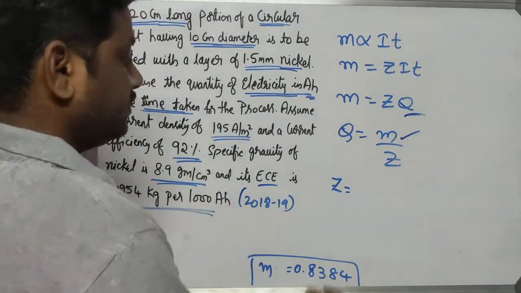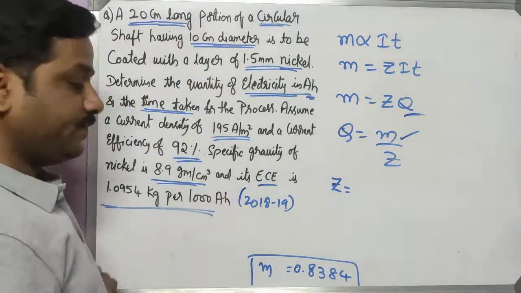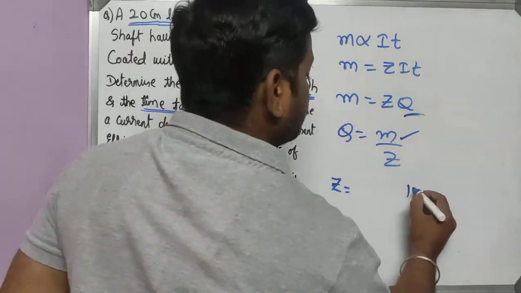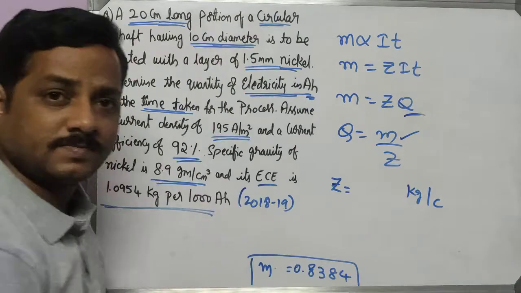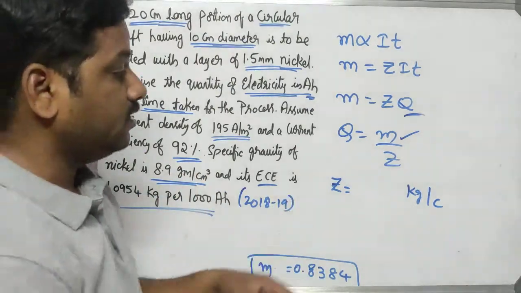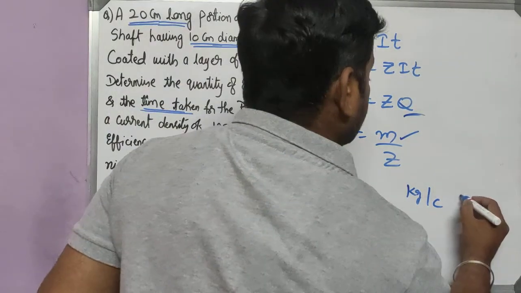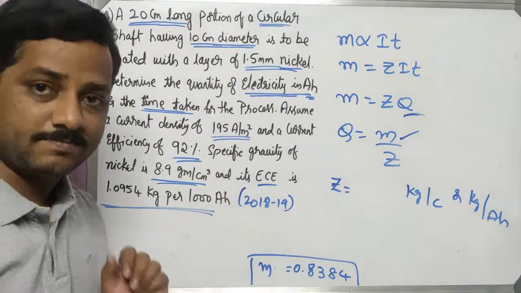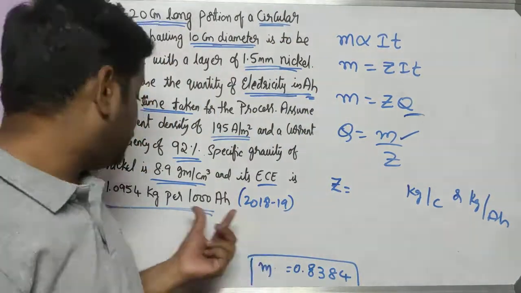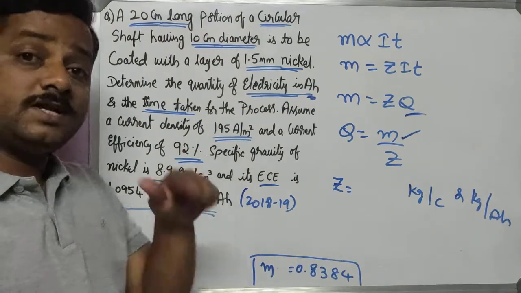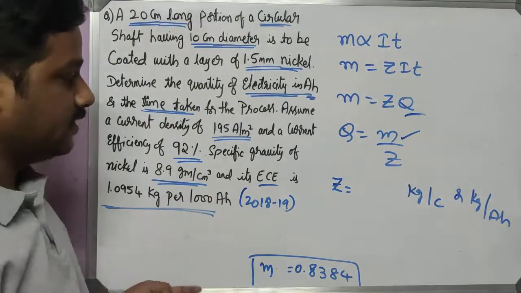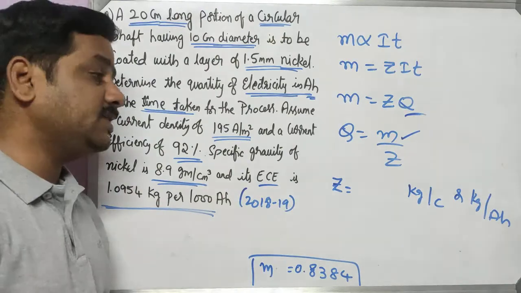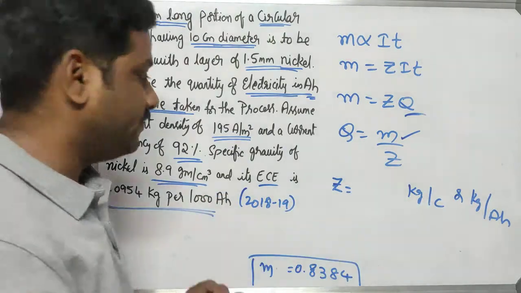But generally, the unit of Z has to be kg per coulomb. Kg per coulomb, or it can also be given as kg per amp hour. But in the question it is given as kg per 1000 amp hour. So it means that you need to identify what would be the kg per amp hour. Very simple.